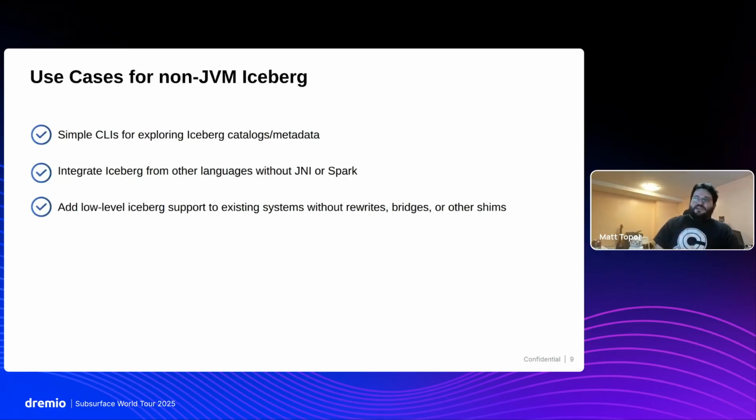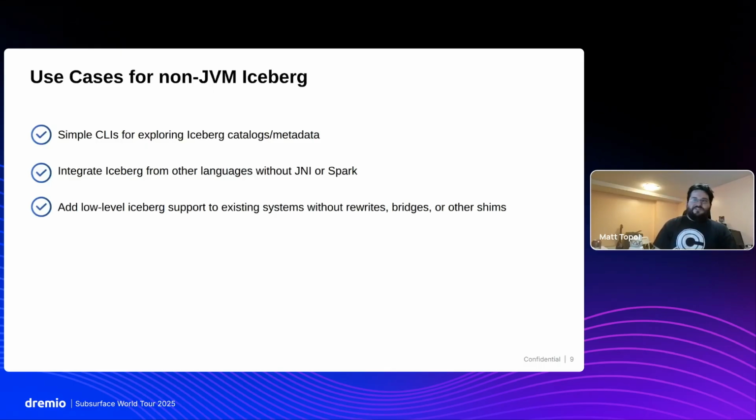If you want to integrate Iceberg information, Iceberg data into a non-Java language, but you don't want to use JNI, you don't want to use Spark, you don't want to use some custom protocol, that's another reason why you'd want to utilize a non-JVM library for Iceberg. If you're writing a Python utility, you don't want to have to spin up a JVM just because you want to talk to Iceberg. You want to be able to just use Iceberg natively via PyIceberg.